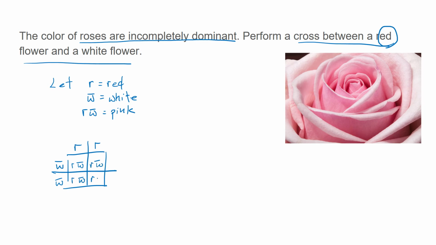You know, the codominant problems are a little bit easier because you could do the phenotypes and genotypes at the same time. So let's do the phenotype and the genotypes at the same time. So they're going to be 100% RW, or we know that RW means pink. 100% of these flowers or these offspring are going to be pink, right? Done. Let's do another one.